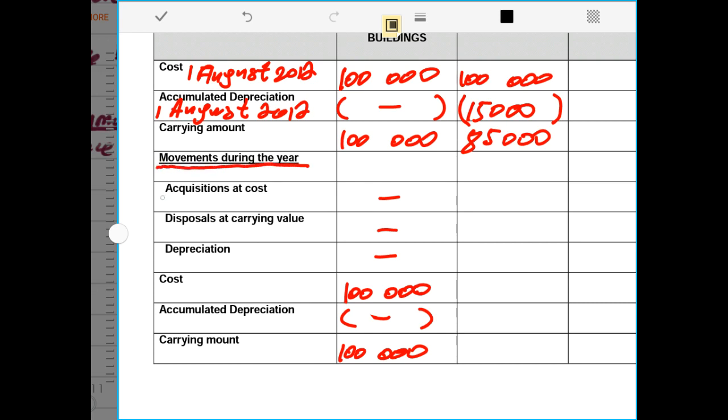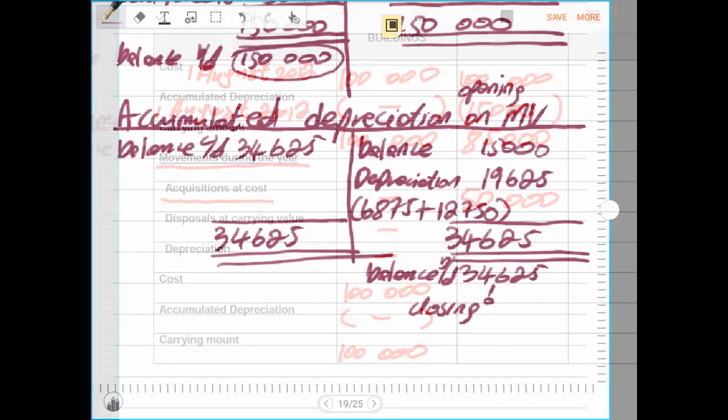Under the movements, we have acquisition, which is purchases of assets. Purchase of vehicles during the year. Then we ask ourselves, was there any purchase of motor vehicles during the year? The answer is yes. We bought a new vehicle costing an amount of 50,000 rands. Let us check in the ledger account.